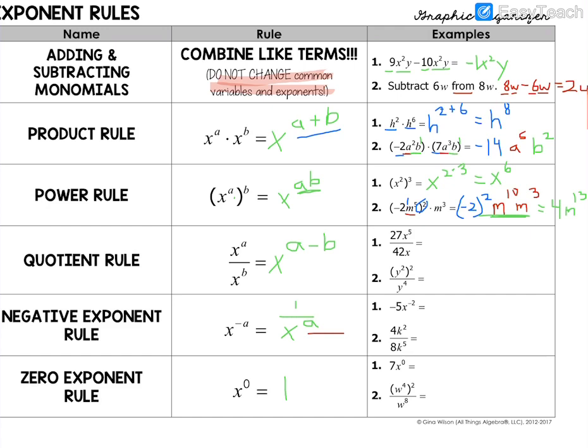Okay, we have another rule, the quotient rule. So when we're dividing with the same bases, we subtract our exponents. All right, so here in example number 1, we can start by just taking our coefficients, that 27 and that 42, and reducing that down. So when we reduce this, we can reduce it to 9 over 14.